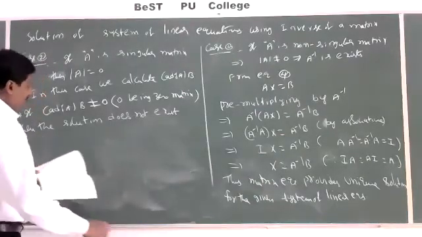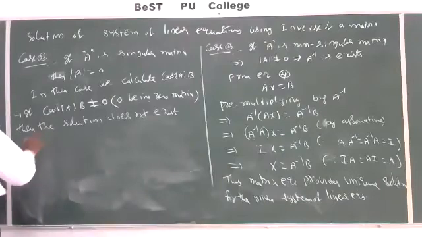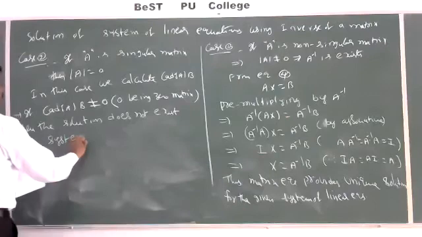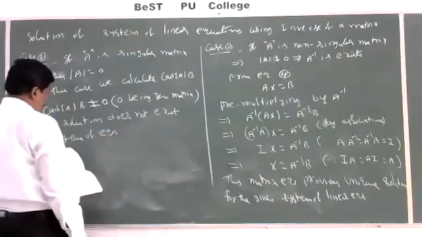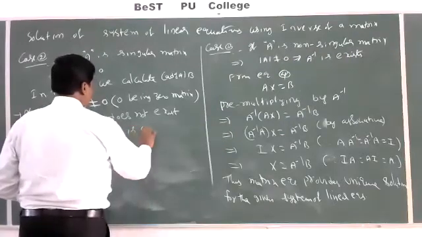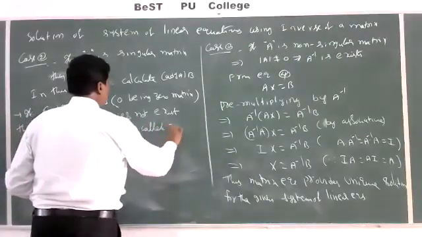And the system of equations is called inconsistent.